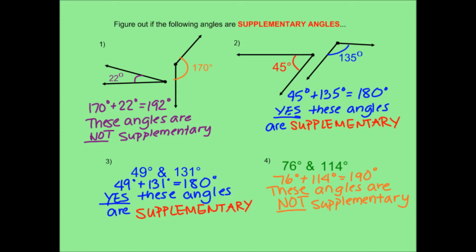In problem number 2, the angle measures are 45 degrees and 135 degrees. When we add them together, we find that they do total to 180 degrees. So these two angles are indeed supplementary. In problem number 3, 49 degrees and 131 degrees total to 180 degrees. So these are also supplementary. And in problem number 4, 76 degrees and 114 degrees total to 190, so they are not supplementary.